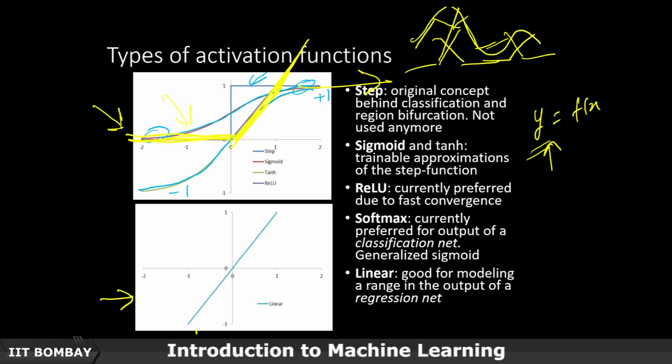For classification nets we will have softmax and sigmoids. Sigmoid for binary classification, softmax for n-ary classification. It's a generalization over sigmoid. But for the hidden layers we can either have tanh, or we can have sigmoid, or we can have ReLU. The preferred one is ReLU, rectified linear unit.